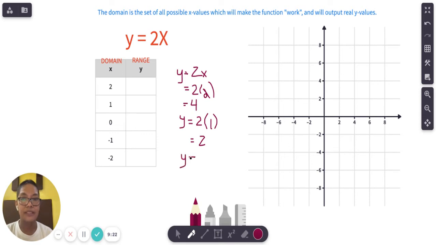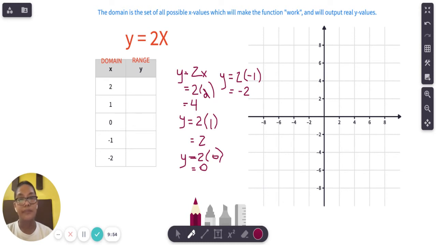So, y, muna tayo sa 0. 2 times 0, basic math, 0. So, y, 2 times negative 1. So, 2 times negative 1 is negative 2 po. So, paano naging negative 2?